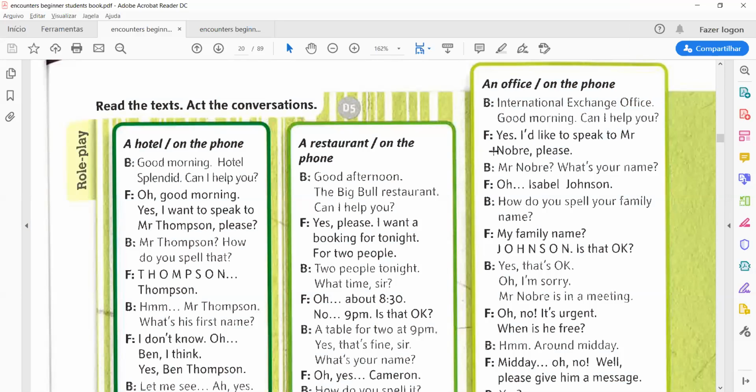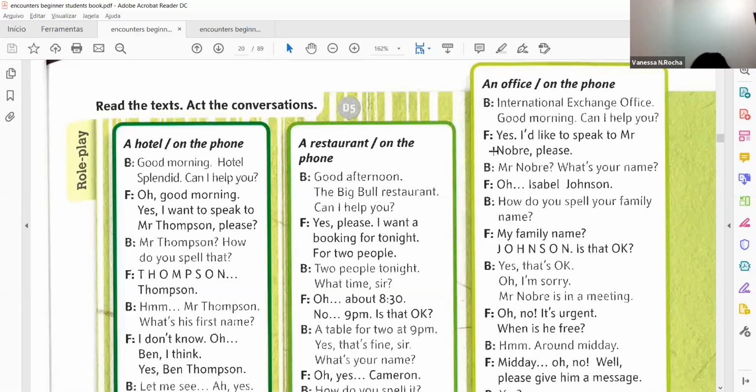International Exchange Office. Good morning. Can I help you? Yes. I'd like to speak to Mr. Nobre, please. Mr. Nobre? What's your name? Oh, Isabel Johnson. How do you spell your family name? My family name?